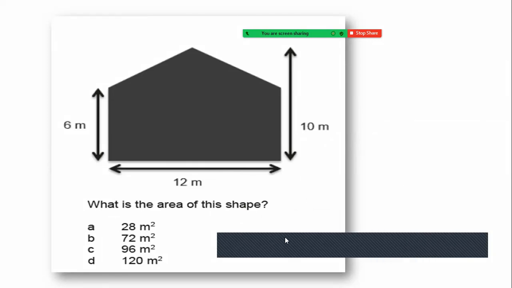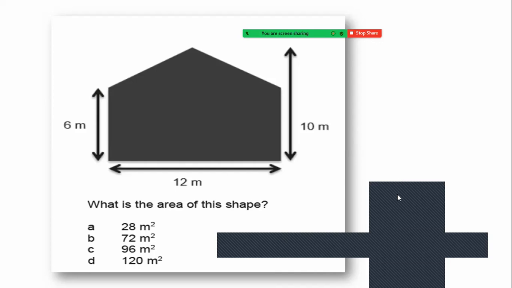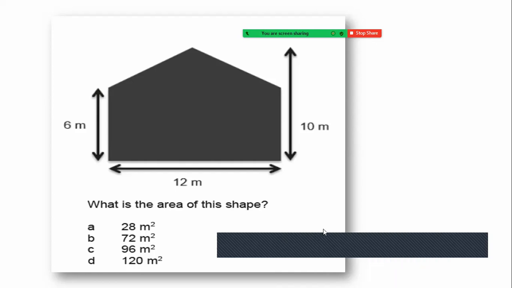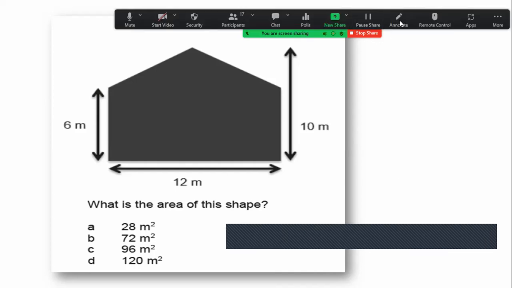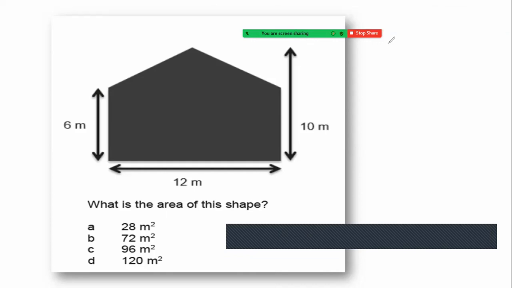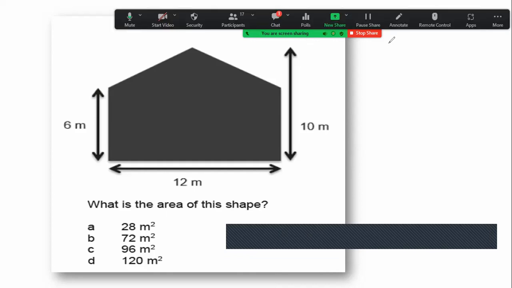Is this shape a regular shape or an irregular shape? What is a regular shape? A regular shape is like the rectangle, the square, the triangle, true? Right. So it's a composition of different regular shapes, so it's an irregular shape. And to find the area of an irregular shape, we need to break up this thing here.